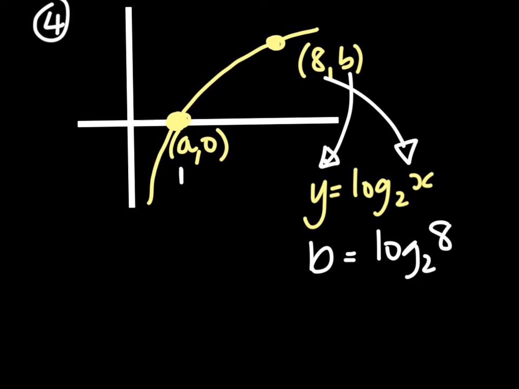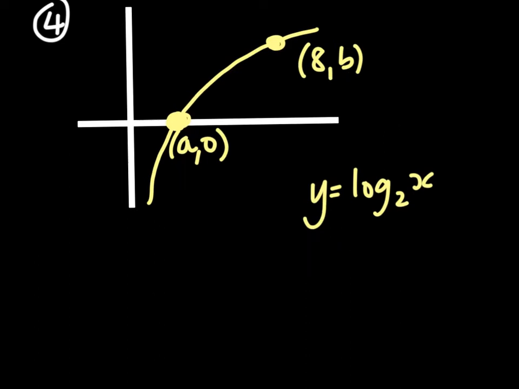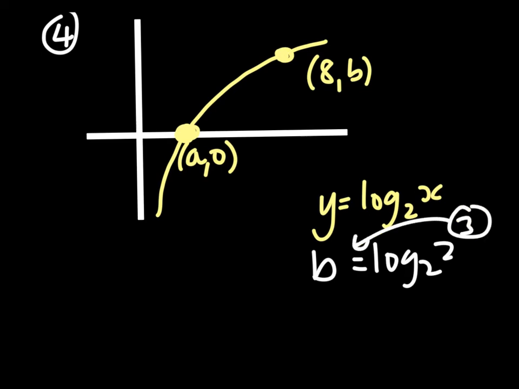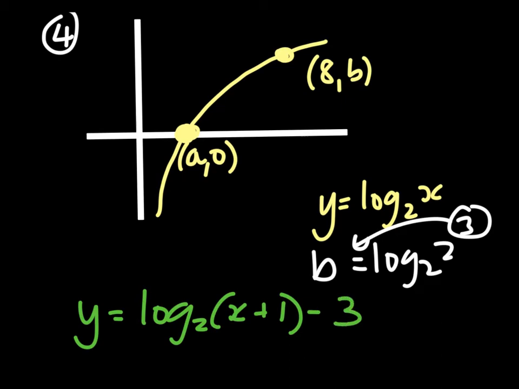Replace that 8 with 2 cubed, so we have b equals log to the base 2 of 2 cubed. Bring the 3 down the front, and that'll tell you what the value for b is. And then we have to draw y equals log to the base 2 of (x plus 1) minus 3. So that means move it left 1 unit, move it down 3 units.